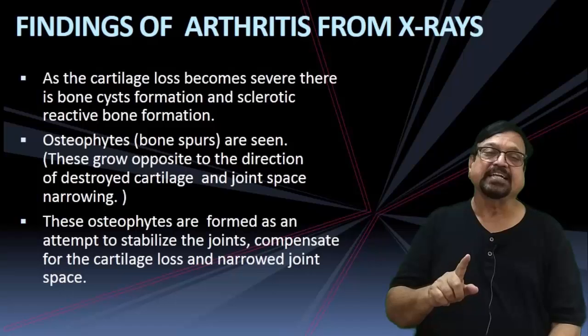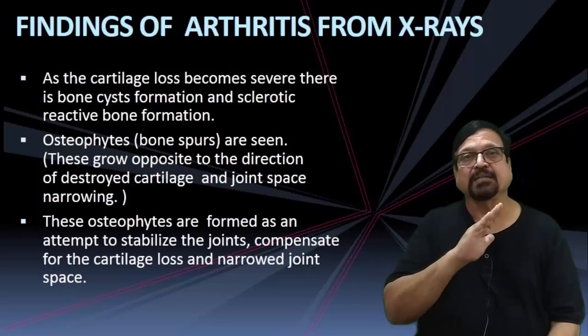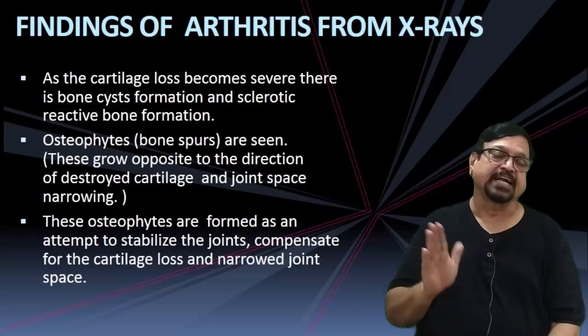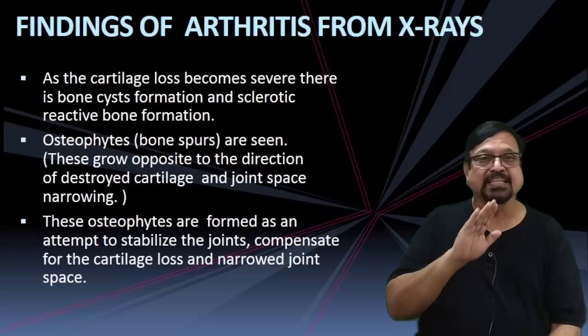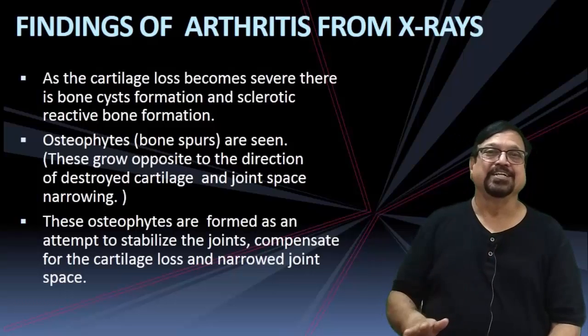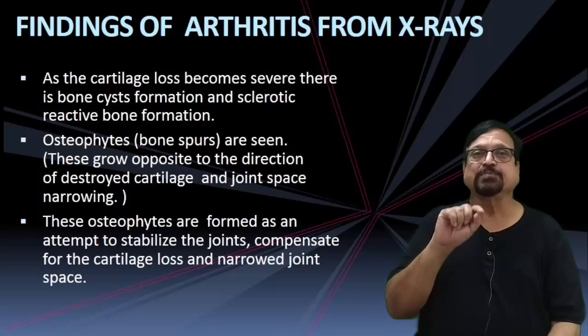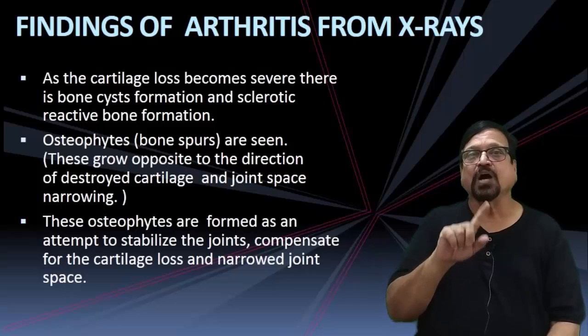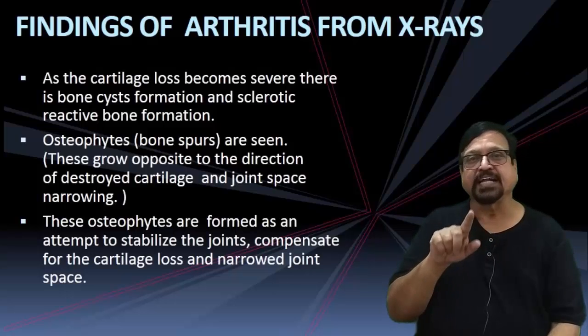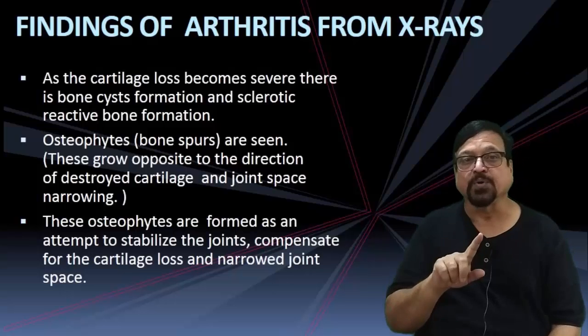The osteophytes, what are they? They are bony spurs. From where do they come? From the sides. How do they grow? Away from the cartilage. So, with cartilage destruction, osteophytes and bone spurs are seen. These grow opposite to the direction of destroyed cartilage and joint space narrowing.